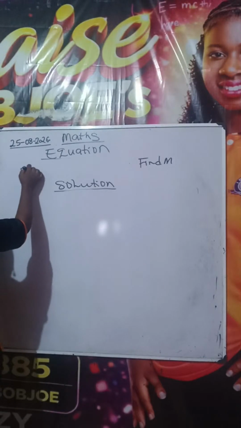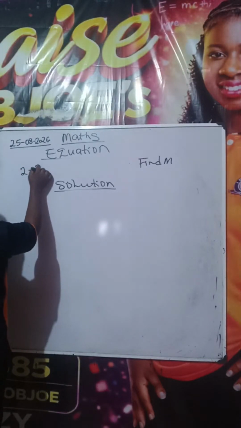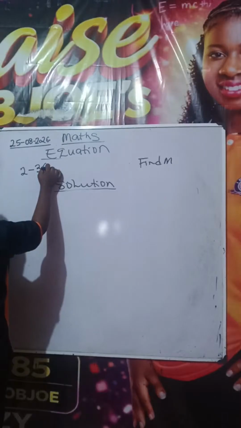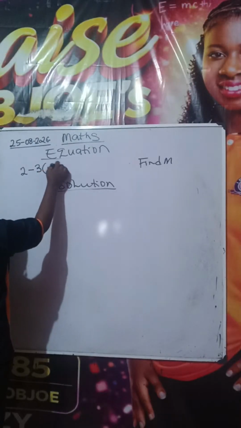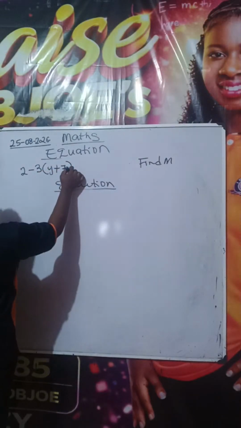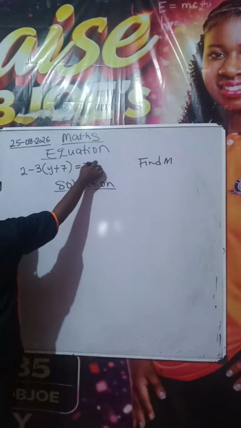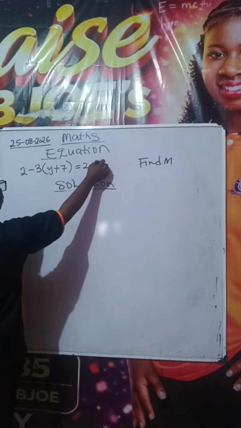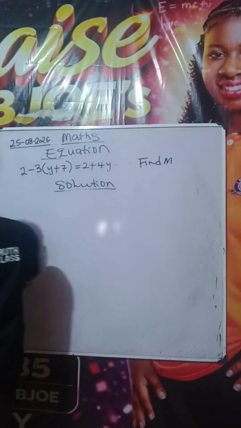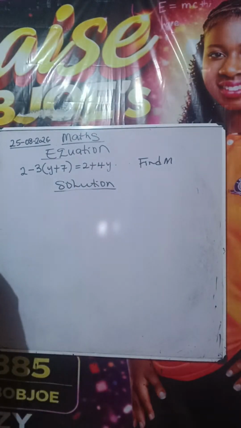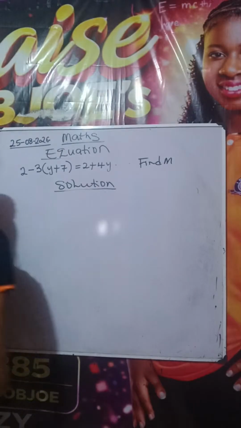Okay, so let's try the next one. I have 2 minus 3, we have y plus 7 equals to 2 plus 4y. How do we solve this one? Ready?